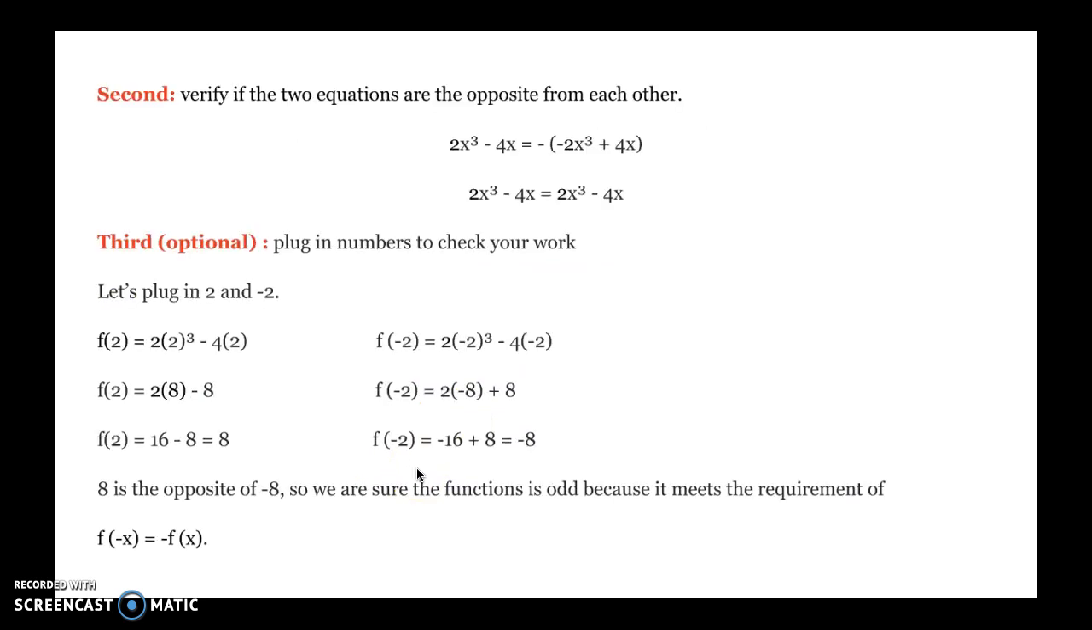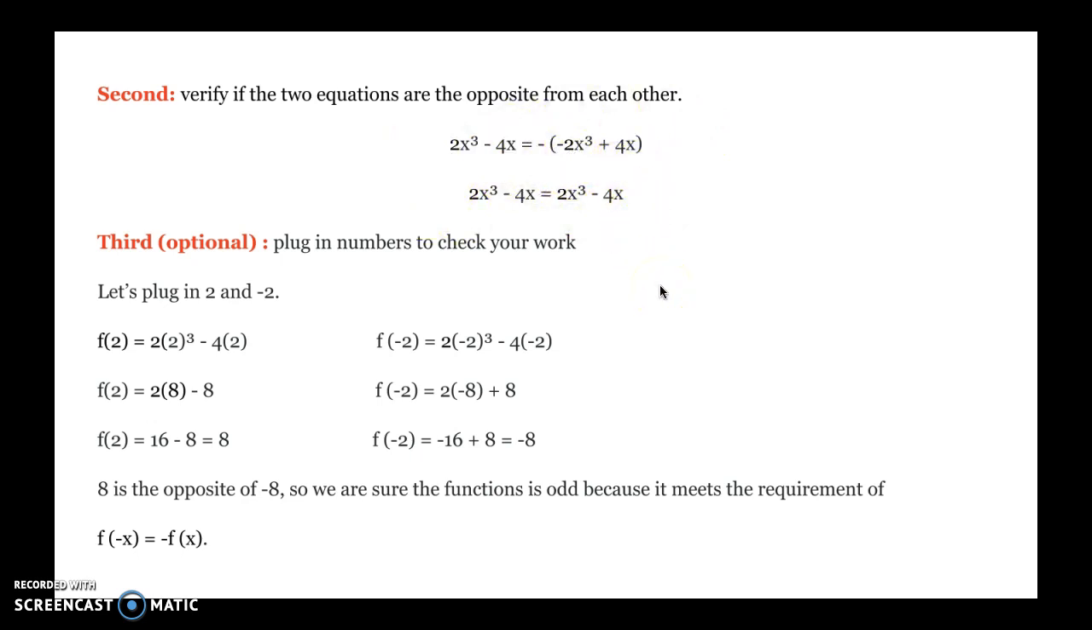The second step is to verify if the two equations are the opposite of each other. So we'll have to see if this one is equal to the opposite of this one. So 2x to the power of 3 minus 4x has to be equal to negative times negative 2x to the power of 3 plus 4x. So 2x to the power of 3 minus 4x is indeed equal to 2x to the power of 3 minus 4x. So yes, they are the same. This one is equal to the opposite of this one.